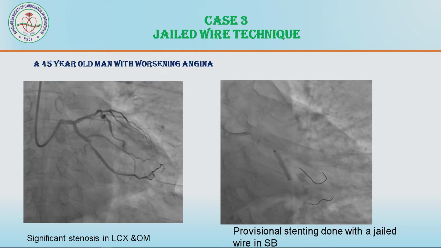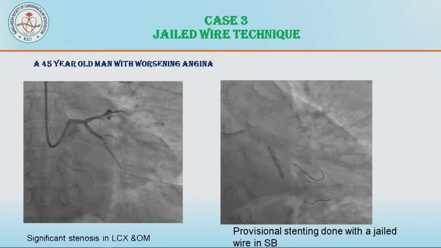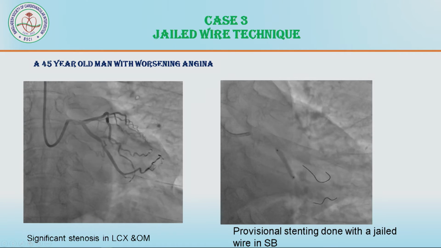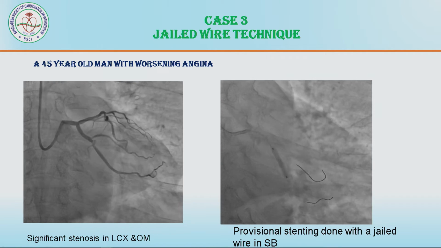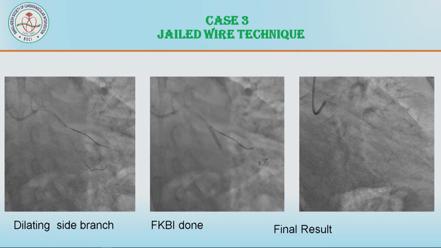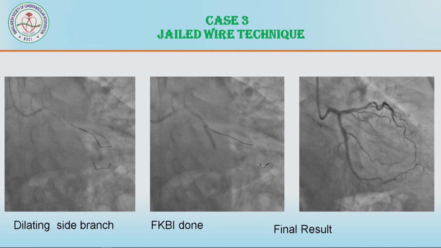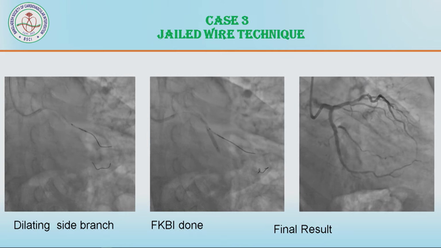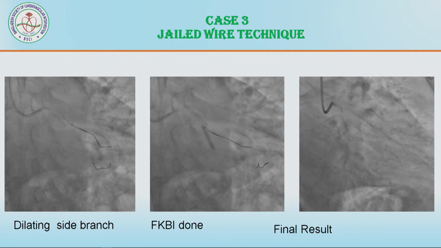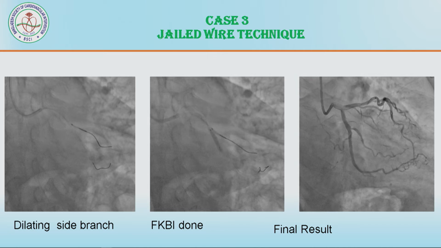Now comes the jailed wire technique. So here, significant stenosis in the LCX and OM, provisional stenting done with a jailed wire in the side branch. But the result was not that much appreciated, so the side branch was dilated again and then FKBI done, and this is the final result. So this is the jailed wire technique.